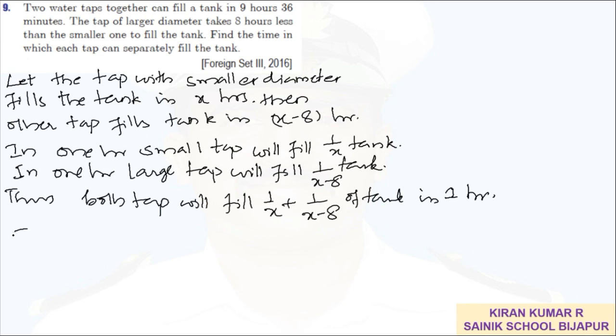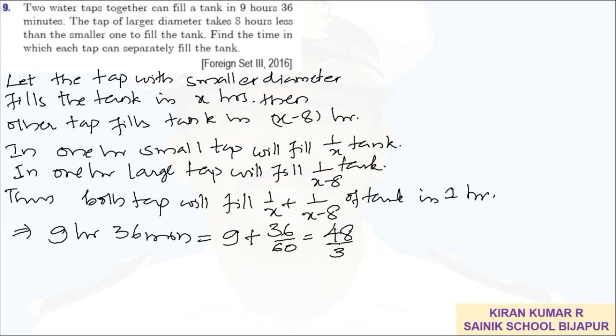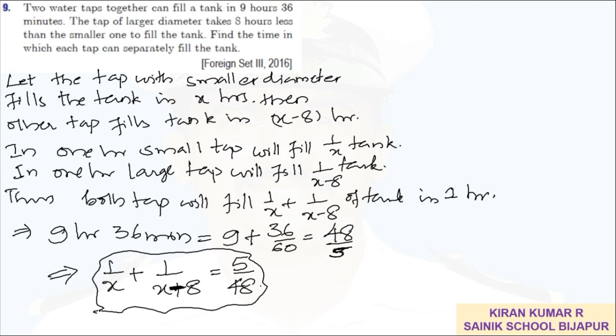They have given that 9 hours 36 minutes are required to fill the tank, which is nothing but 9 added to 36 by 60. We'll get in terms of hours 48 by 5. This implies the equation would become 1 by x plus 1 by (x minus 8) equal to, the reciprocal is 5 by 48. This equation we need to simplify.